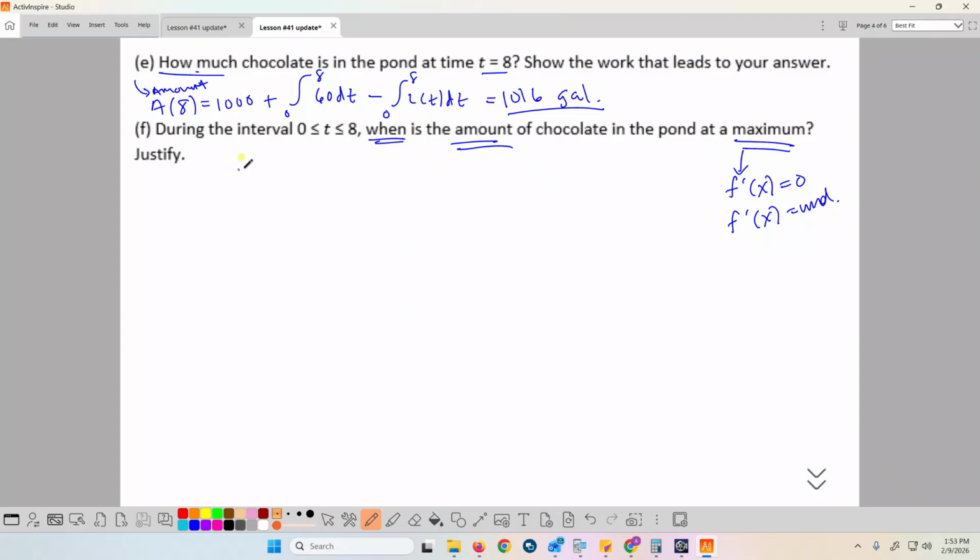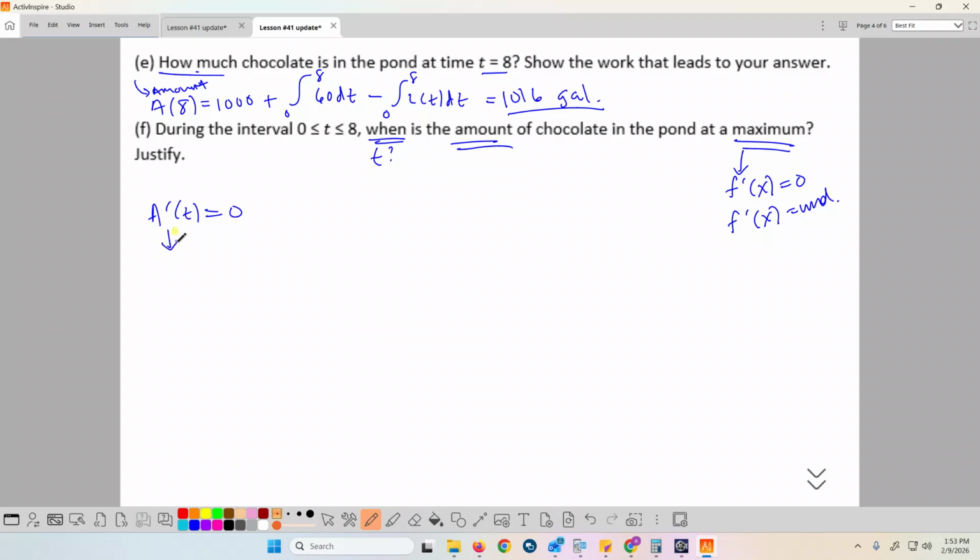Well, let's think back. What are we looking for? When, so we're looking for a t value. When the amount of chocolate, oh, we have an amount function. You think maybe we could take the derivative of our amount function? And yes, that's exactly what we want to do. We want to know when our amount function has a derivative that equals 0. That's what we're looking for. And a lot of times just writing that in your work on that FRQ could even get you a point, because that gives you a critical point.